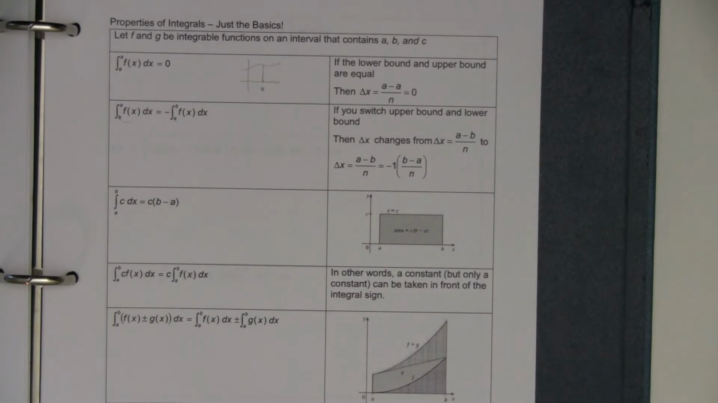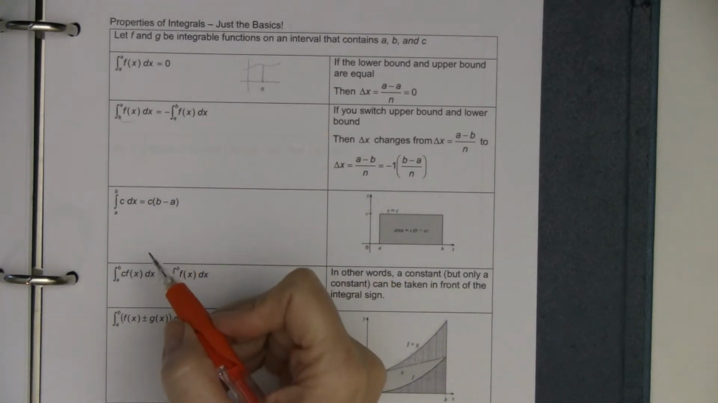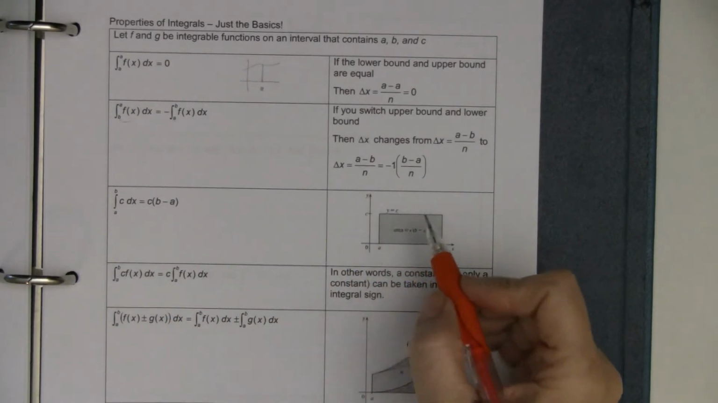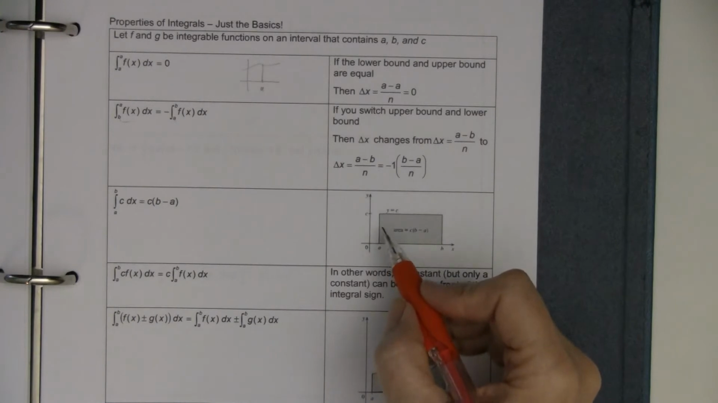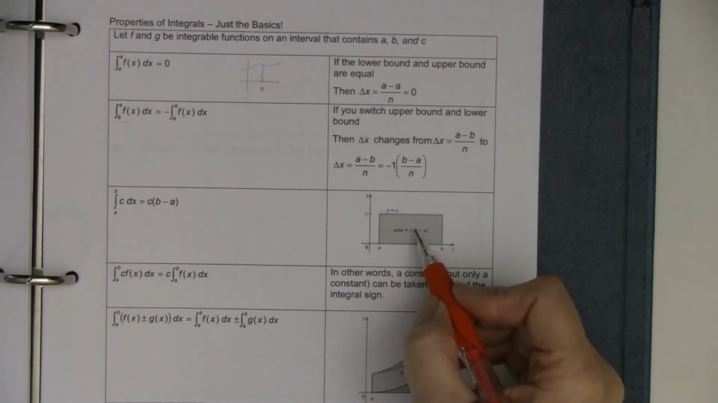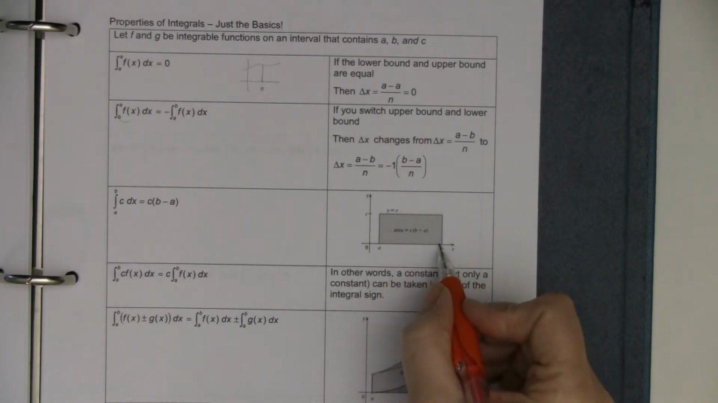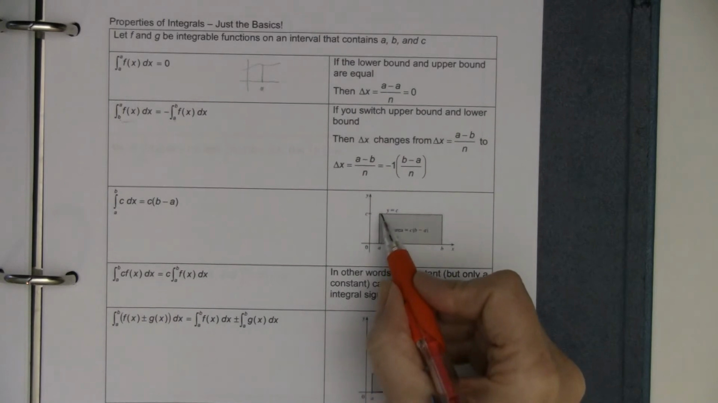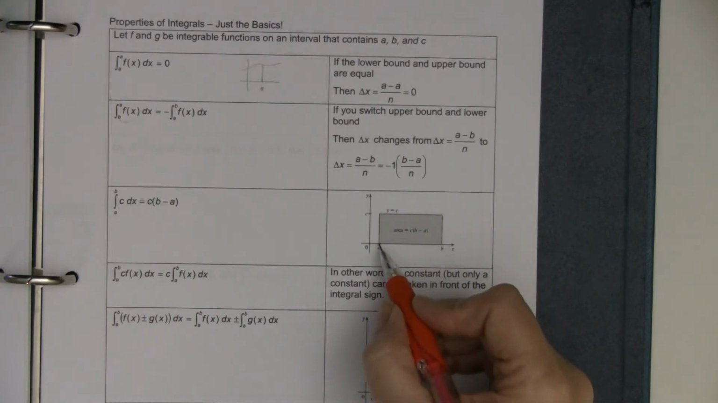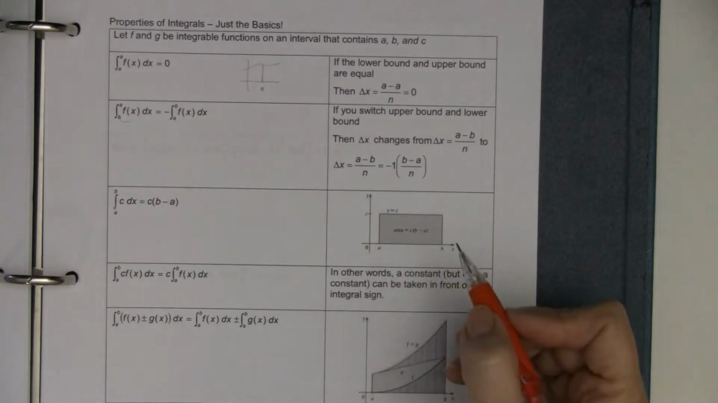Okay, and then the constant dx. If you're trying to find the constant, here's a picture that they have. Remember that the area under the curve is what I'm trying to find when I take the integral from a to b. And so this has a height of c, and then times how long this is, which is b minus a.